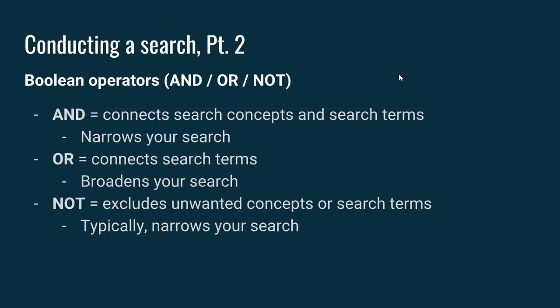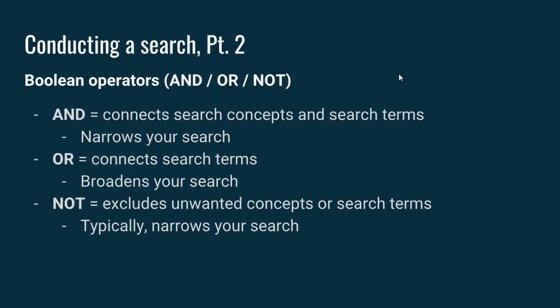So one way that can happen, and connects search concepts and search terms. So for instance, if I'm looking for something on brain injuries and cognitive rehabilitation, my search suddenly requires that the results meet both of those criteria. If I search for brain injuries or cognitive rehabilitation, then I'm telling my search, the database, that either of those things is fine, which makes the search even larger. So typically, you want to separate your concepts with and.